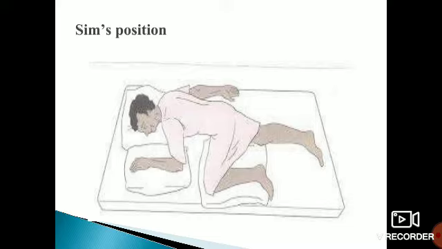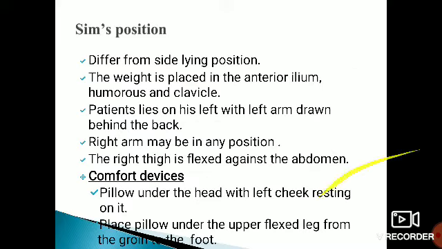The next one is Sims position. Differs from side lying position. The weight is placed on the anterior ilium, humerus and clavicle. Patient lies on his left with left arm drawn behind the back. Right arm may be in any position. The right thigh is flexed against the abdomen.